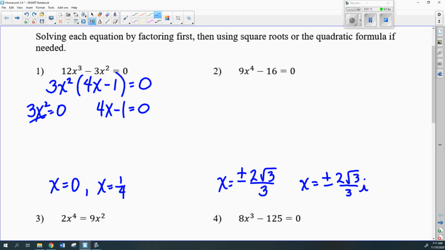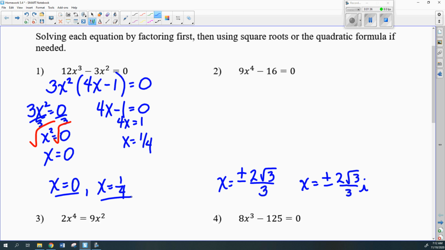So for the first one here, we're going to have to divide by 3. We still get 0, and then when we take the square root of 0, it is 0. There's no plus and minus when you take the square root of 0, because there's no such thing as positive 0 versus negative 0. For the second one, you're going to add 1 and divide by 4, and you get 1/4, and those are, in fact, my two answers.